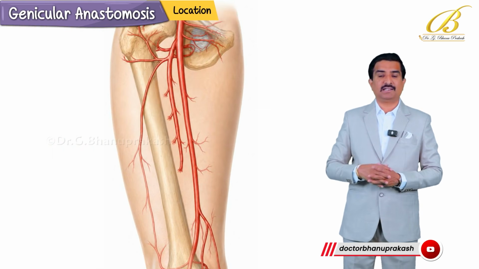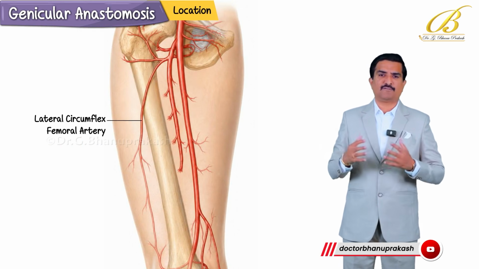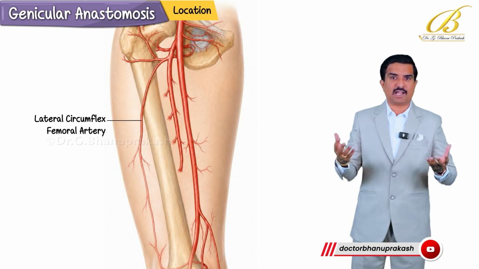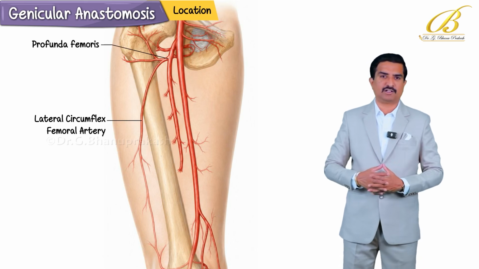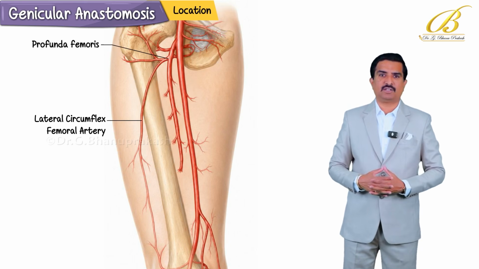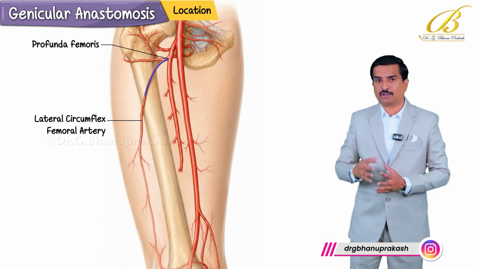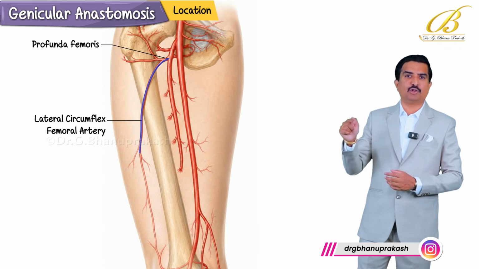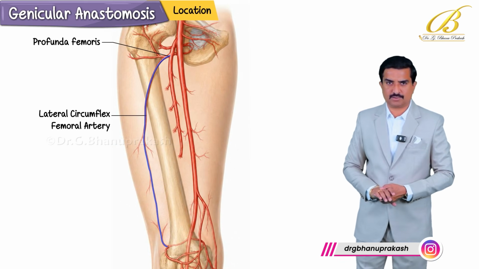Next is the lateral circumflex femoral artery, which we know is a branch of the profunda femoris artery, which in turn is a branch of the femoral artery. So what are the branches here? The descending branch travels anterolaterally and contributes to the anterolateral portion of the anastomosis.